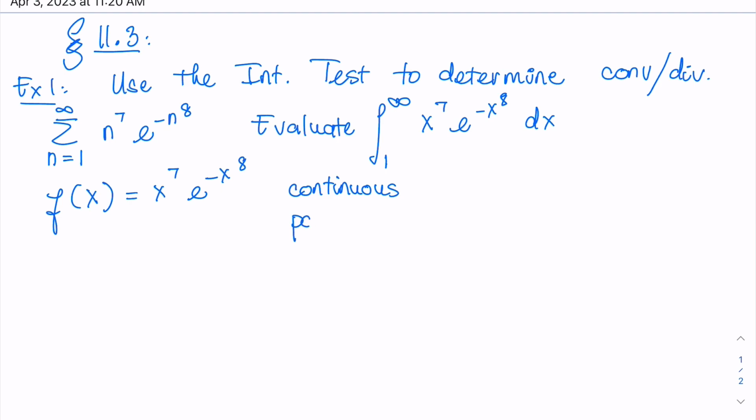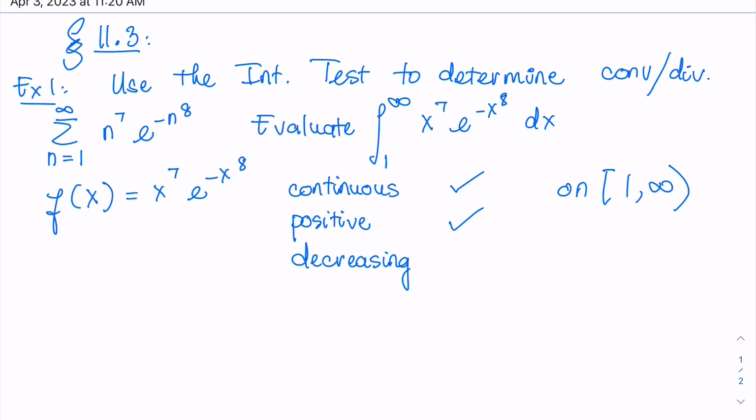positive, and decreasing. You can see this function is continuous. It's a polynomial. Now it's positive. We can look at the function and we can tell it's positive, right? Now the problem is we have the interval from 1 to infinity. So on this interval, the function is continuous.